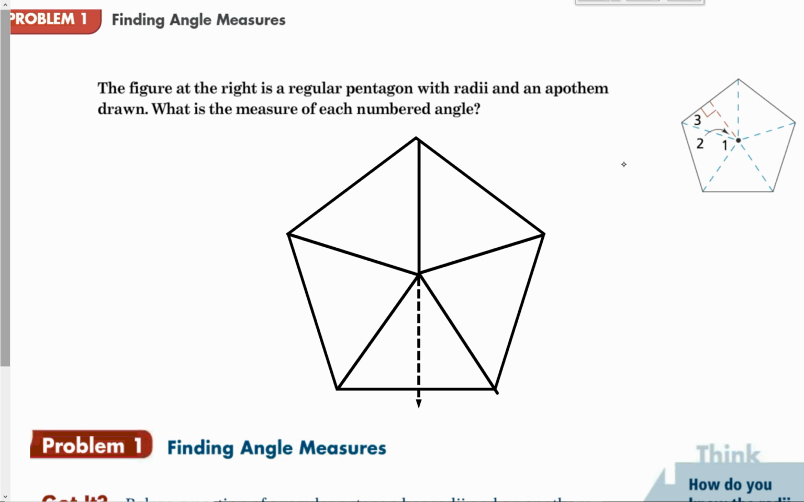At the first problem of section 5 of chapter 7, we're going to find angle measures. So here's our pentagon, and it's a regular pentagon. That's a big thing. And we want to find these angles.